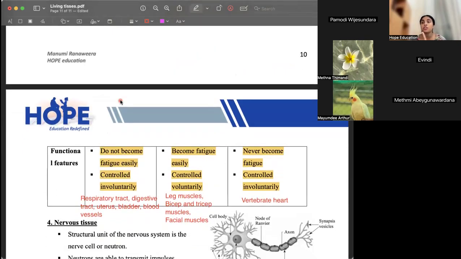Function-wise, smooth muscle does not become fatigued easily, but it could happen rarely. Skeletal muscle tissues become fatigued easily, but cardiac never becomes fatigued. Then control-wise, smooth muscle tissue is controlled involuntarily, skeletal muscle tissue is controlled voluntarily, and cardiac muscle tissue, like the smooth, is also controlled involuntarily.